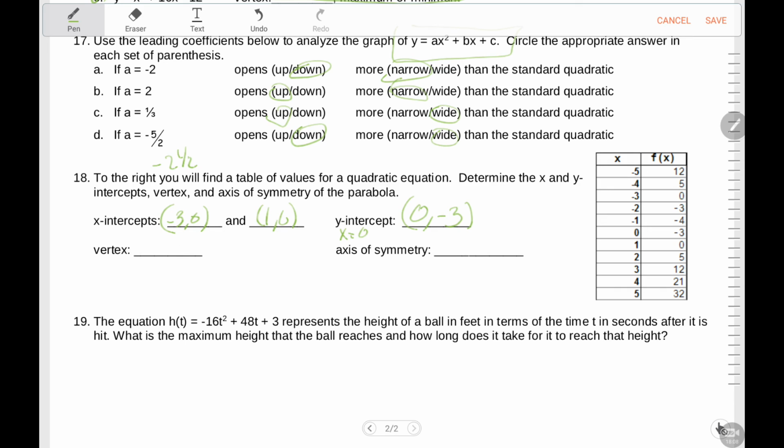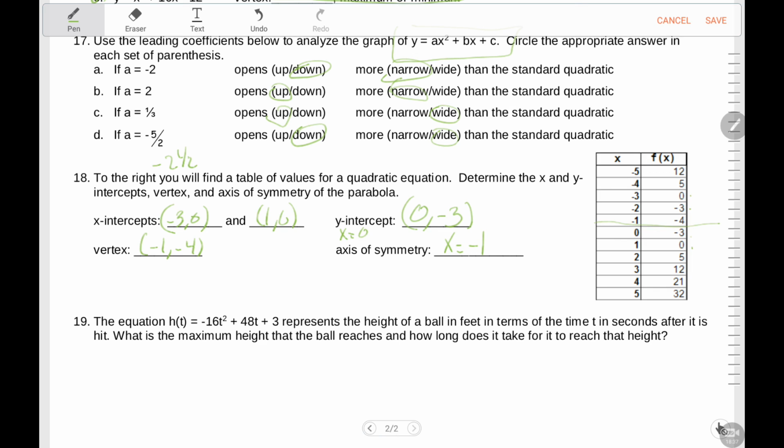Your vertex, from a table, look where everything reflects. So 12, 5, 0, -3, -4, -3. Oh, I'm seeing a number again. That one to that one. 0 and 0. So it looks like it reflects through after -1 and -4. There's our vertex. And our axis of symmetry is x equals -1.